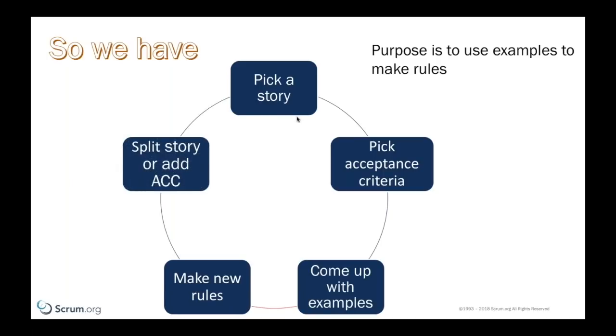Pick a story. Pick some sort of acceptance criteria that exists on that story. If none exists, come up with some. From that acceptance criteria, come up with a few concrete examples. From the concrete examples, you're going to have questions. Make new rules. From those new rules, you might either split a story because you have so many new rules, or you might add them as acceptance criteria to that particular story.